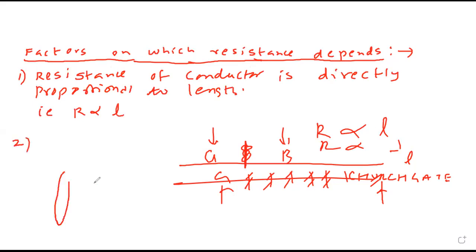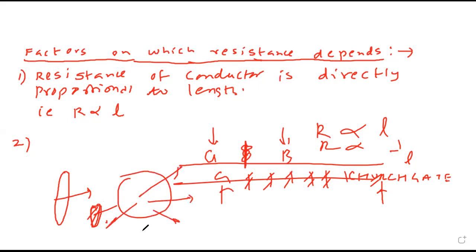If this is one door and this is another door, in which case can we move easily? Both have the same area, so we can move easily in both. But if I have one larger area, then you can move more easily, no? If we can move easily, that means resistance has decreased or resistance has increased? Decreased.